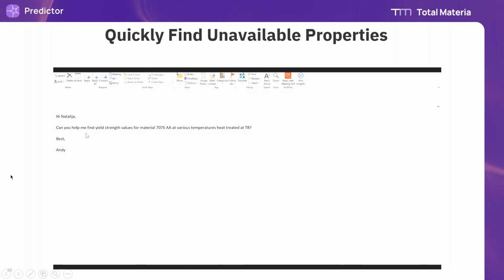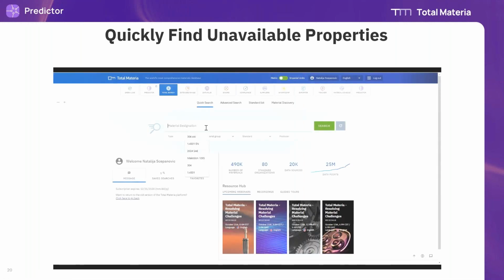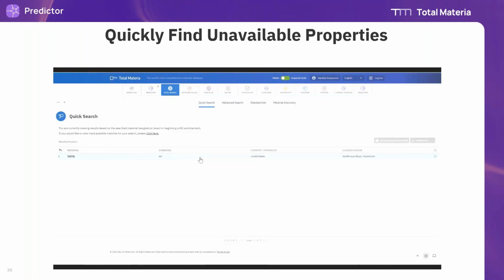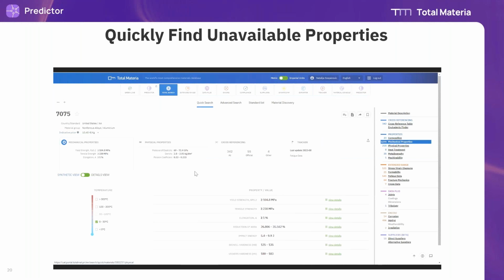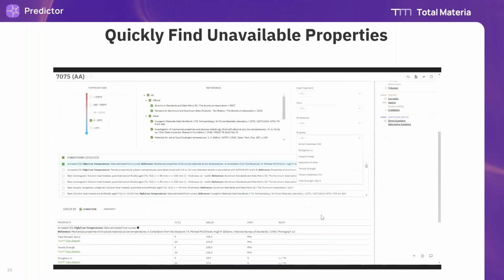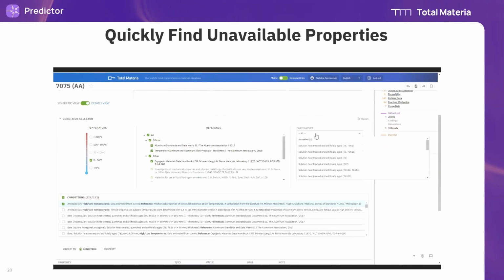Andy is sending Natalia an email. 7075 AA, a very common material with T8 heat treatment. We are providing a lot of information for 7075 AA aluminum, and you can easily reach this information in Total Materia. 1079 mechanical properties here with different heat treatments, different dimensions, different forms of the material, but yet we are looking for a T8 heat treated one.